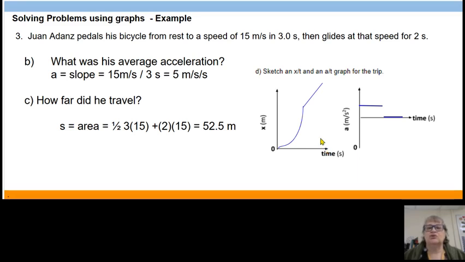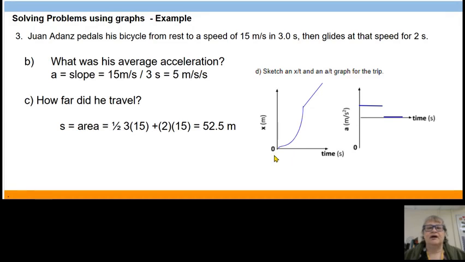Okay. So when it asks you to sketch an X versus T and an A versus T graph, A versus T is always just going to be straight lines. Okay. They're always going to be horizontal bars. They're never going to be slanted or any of that kind of thing. Okay. And then the X versus T, or the position versus time graph, if it's accelerating, you're going to have a parabola. If it's speeding up, the parabola is going to go this way. If it's slowing down, the parabola is going to go this way.